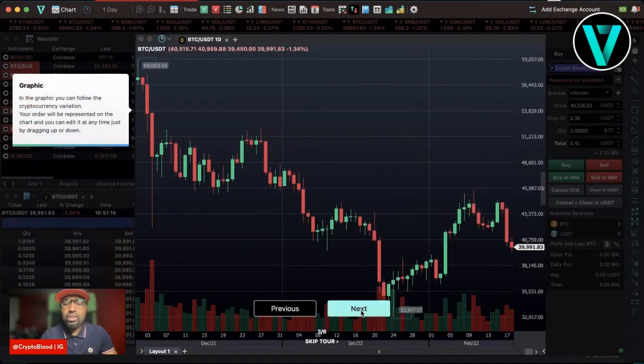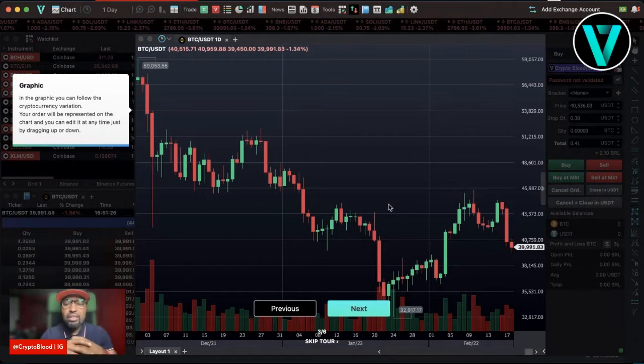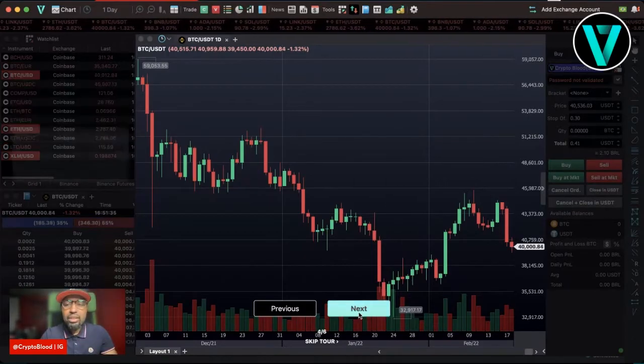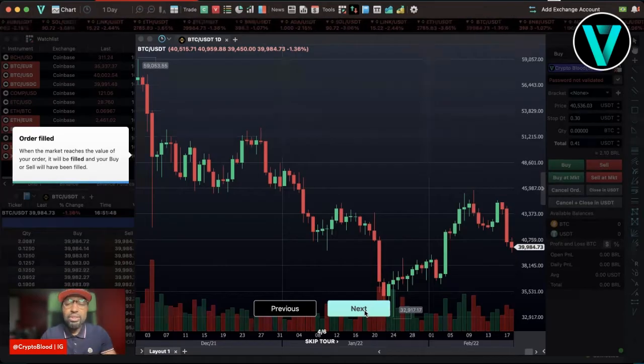And of course, here's the meat and potatoes, the graph. This is very clean. I personally like the dark scheme. I'm more comfortable with that. It's easier on the eyes. I use that on other trading platforms. Here are your charts, very similar to TradingView, pretty self-explanatory there. And of course, all your orders are shown directly on the charts, just like TradingView.